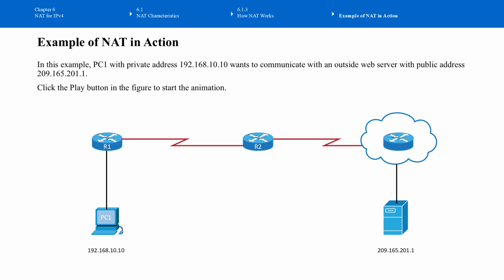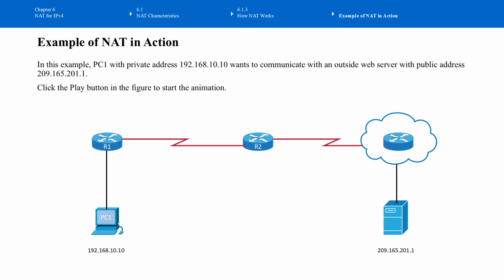address. Step 1. PC1 creates a packet. PC1 wants to access the web server. It creates a packet with the source IP of 192.168.10.10, and the destination IP is 209.165.201.1. Since the destination is outside the local network, PC1 sends the packets to the default gateway, the border router.